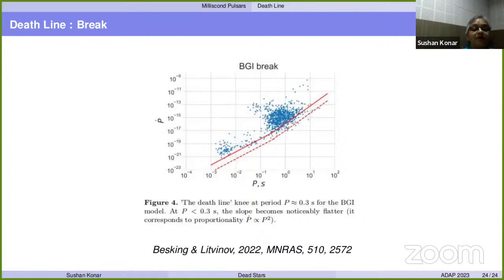But in this particular paper, they have put the break at about 0.3 seconds. So about, this is 30 milliseconds. So that's where they are putting the break. And they're saying that the nature of the magnetic field changes for the millisecond pulsars. And therefore, while defining the death line, the slope should change around that value.